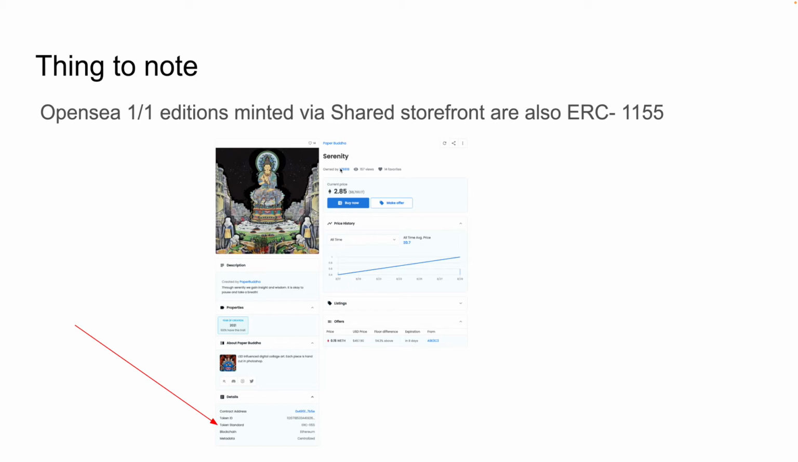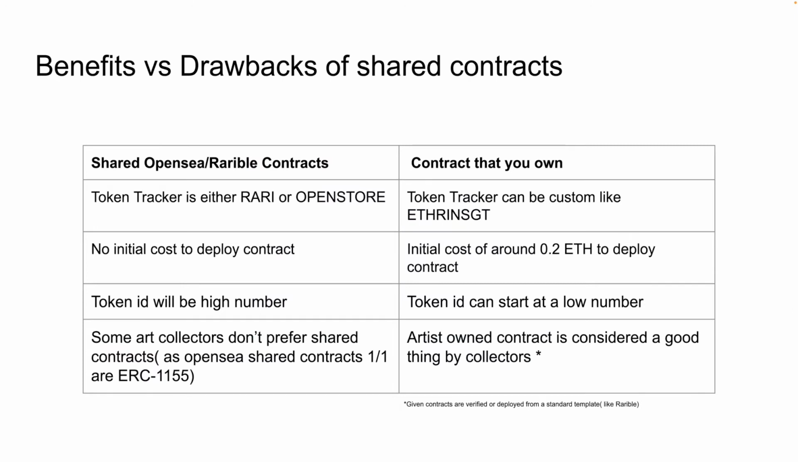This particular piece is by an artist called Paper Buddha. He's one of my favorite NFT artists. And when this one of one was minted, I noticed that it was 1155, right? So this is something for artists to take note of. In terms of benefits and drawbacks of shared contracts, the token tracker is either Rari or OpenStore.